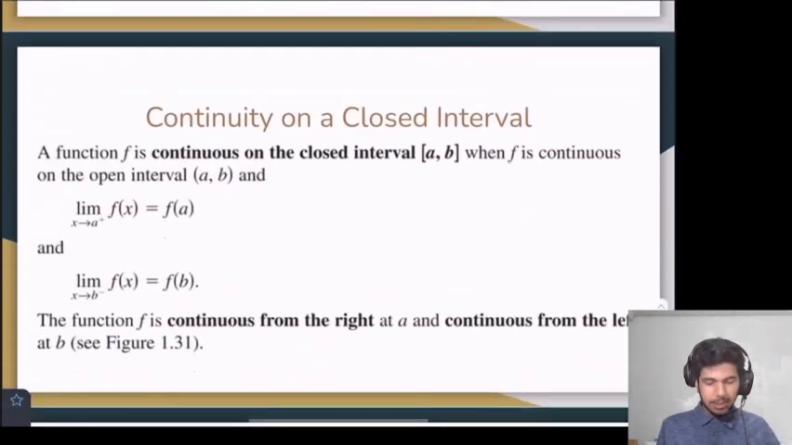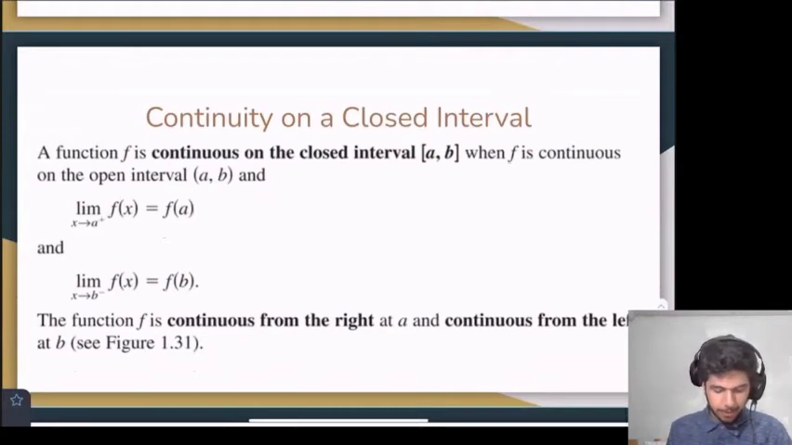Now we have continuity on a closed interval. Function f is continuous on the closed interval a to b when f is continuous on the open interval a to b, and the limit as x approaches a from the right of f of x equals f of a, and the limit as x approaches b from the left equals f of b. So here we say that it's continuous from the right at a and continuous from the left at b.